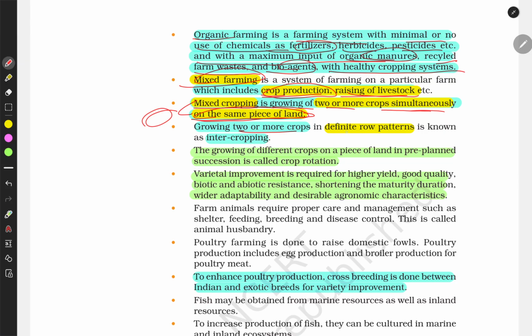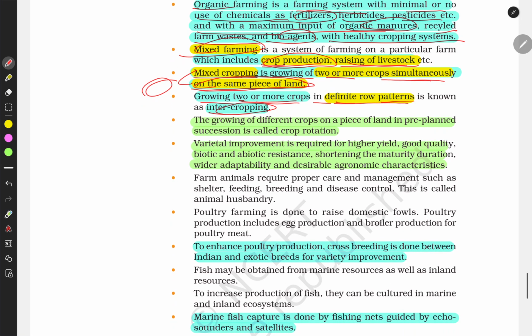Growing two or more crops in a definite row pattern is called intercropping. And the growing of different crops on a piece of land in a pre-planned sequence is called crop rotation.